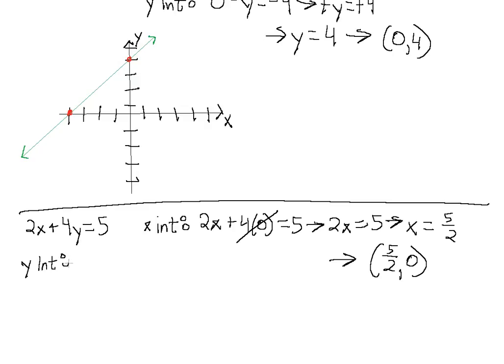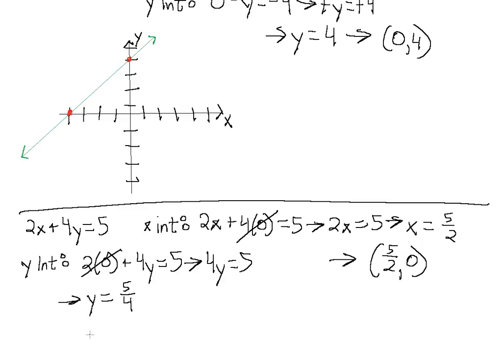We need at least 2 points to draw a line, or actually a unique line. We can draw an infinite amount of lines with 1 point, but they wouldn't really mean anything. So we find our y-intercept by plugging in 0 for x, so we have 2 times 0 plus 4y equals 5. 2 times 0 is 0, so we have 4y equals 5. We can isolate y by dividing both sides by 4, so we have y equals 5 divided by 4, and our y-intercept will be 0 and 5 over 4.